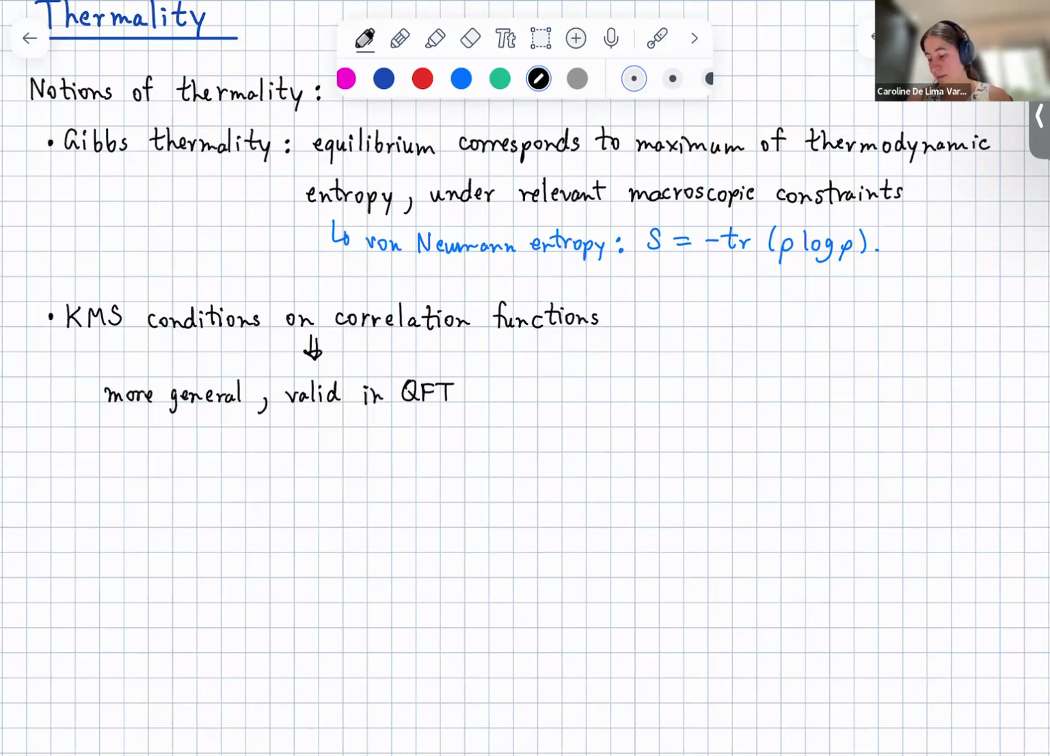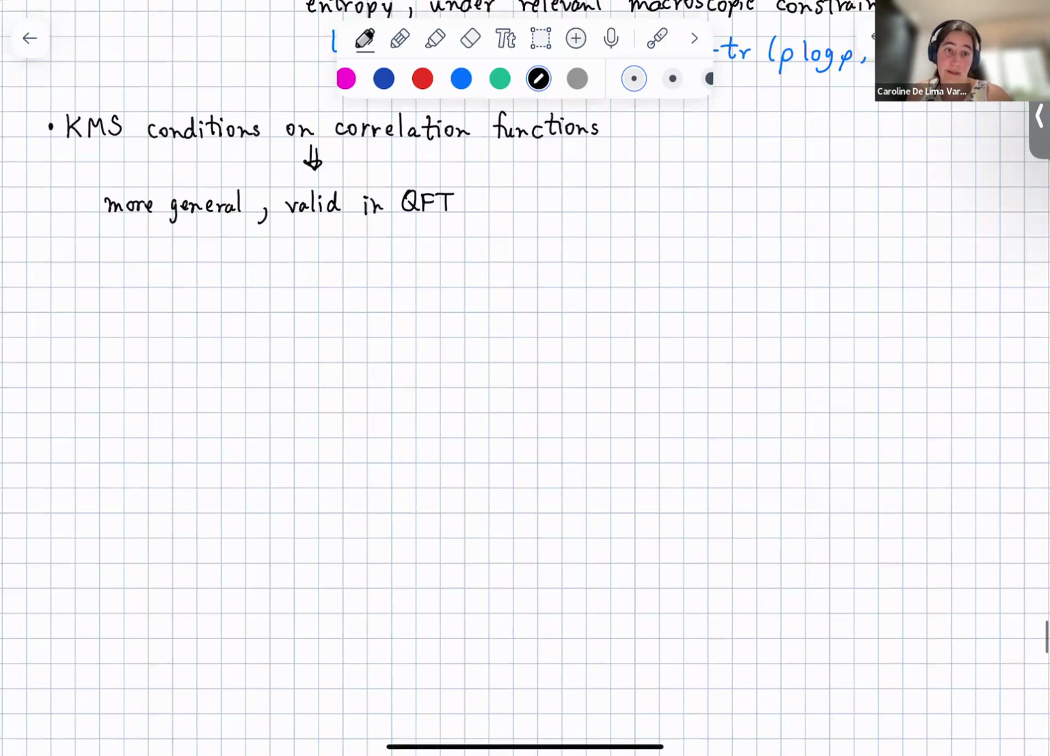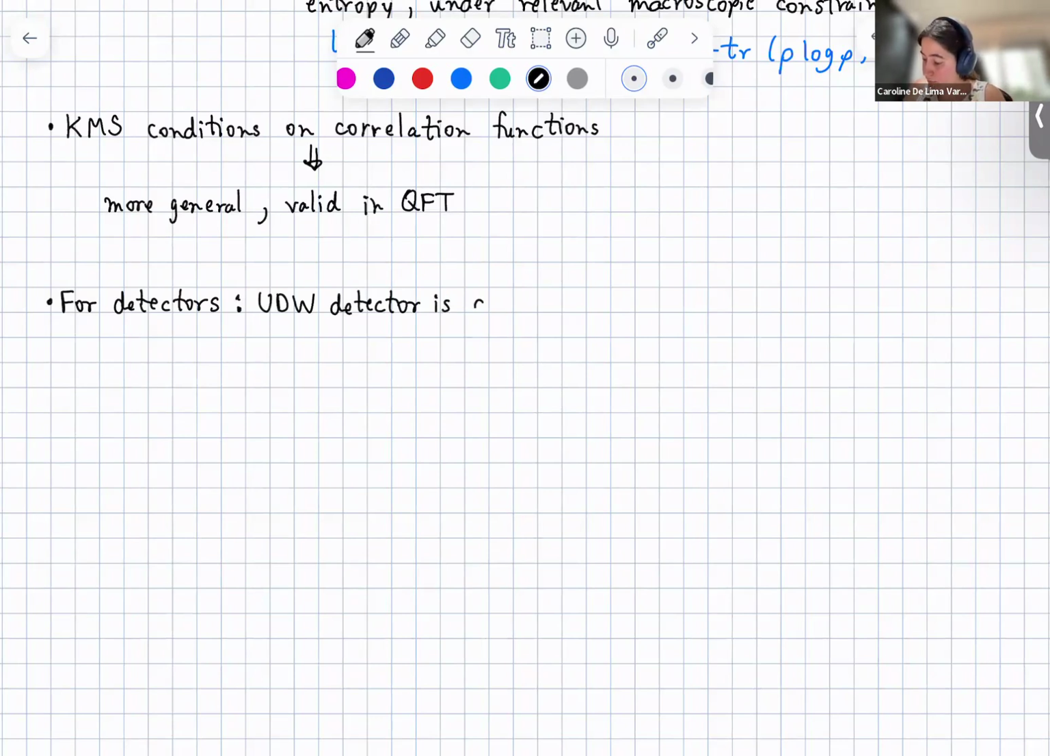But for our purposes, because we're talking about detectors, what makes sense is that the detector is acting as a thermometer, right? So we're using this detector as a thermometer. If I want this detector to behave like a thermometer, it should thermalize, right? So it should thermalize to the same temperature as the bath that it's in, right?